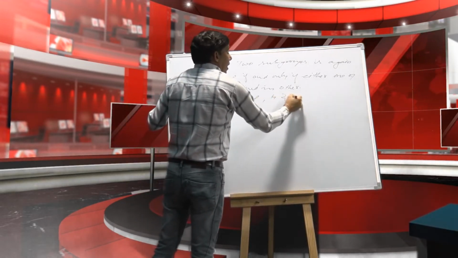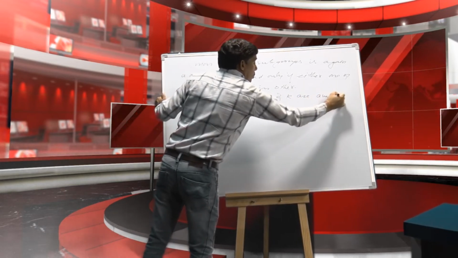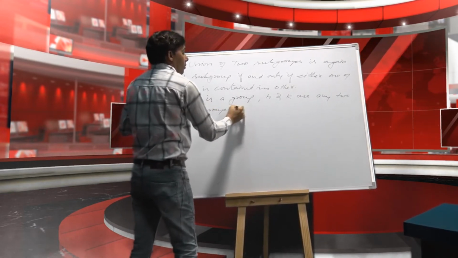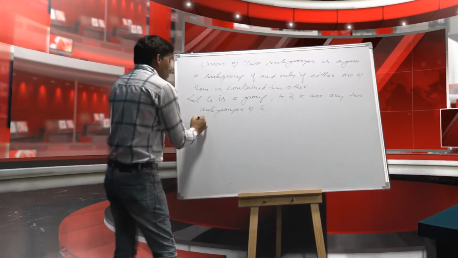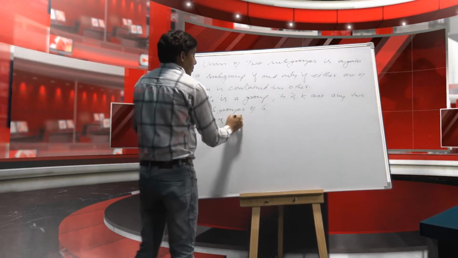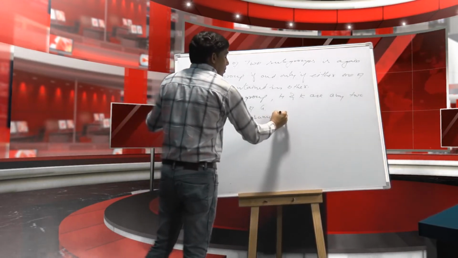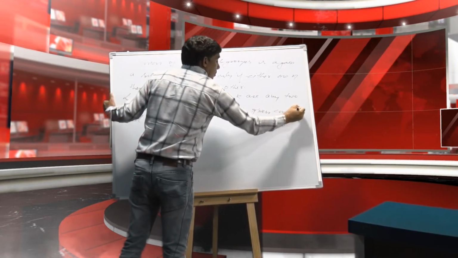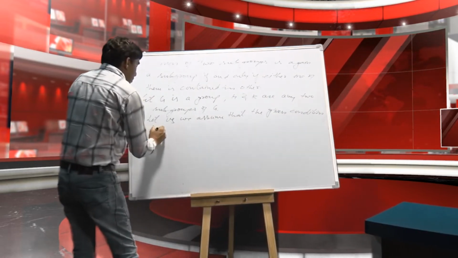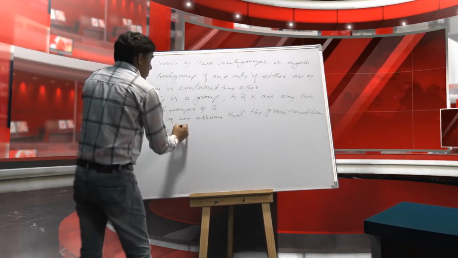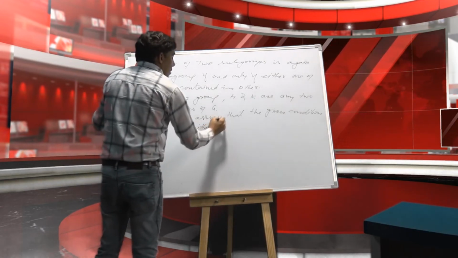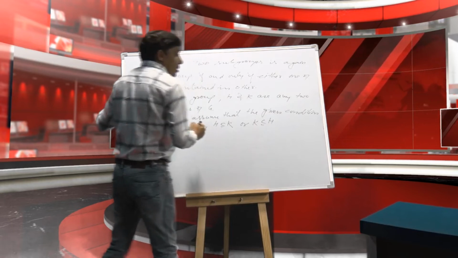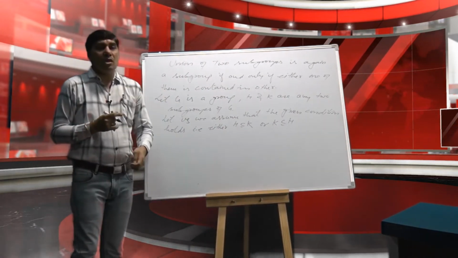H and K are any two subgroups of G. Let's assume that the given condition holds, that is, either H is contained in K or K is contained in H. We have to prove that H union K is a subgroup.